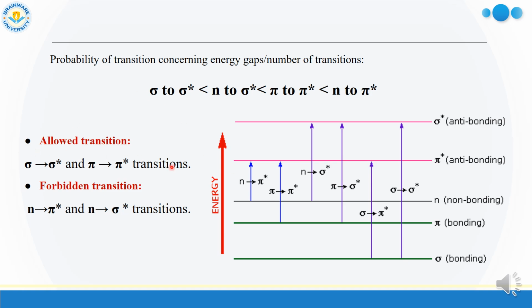Now, all of these transitions are not allowed transitions. So, the allowed transitions are sigma to sigma star and pi to pi star, where the symmetry of the orbitals is the same. That means the symmetry of sigma and sigma star are the same, and the symmetry of pi and pi star are the same. So these transitions are known as allowed transitions. Similarly, the forbidden transitions are n to pi star and n to sigma star. That means the symmetry is not similar.